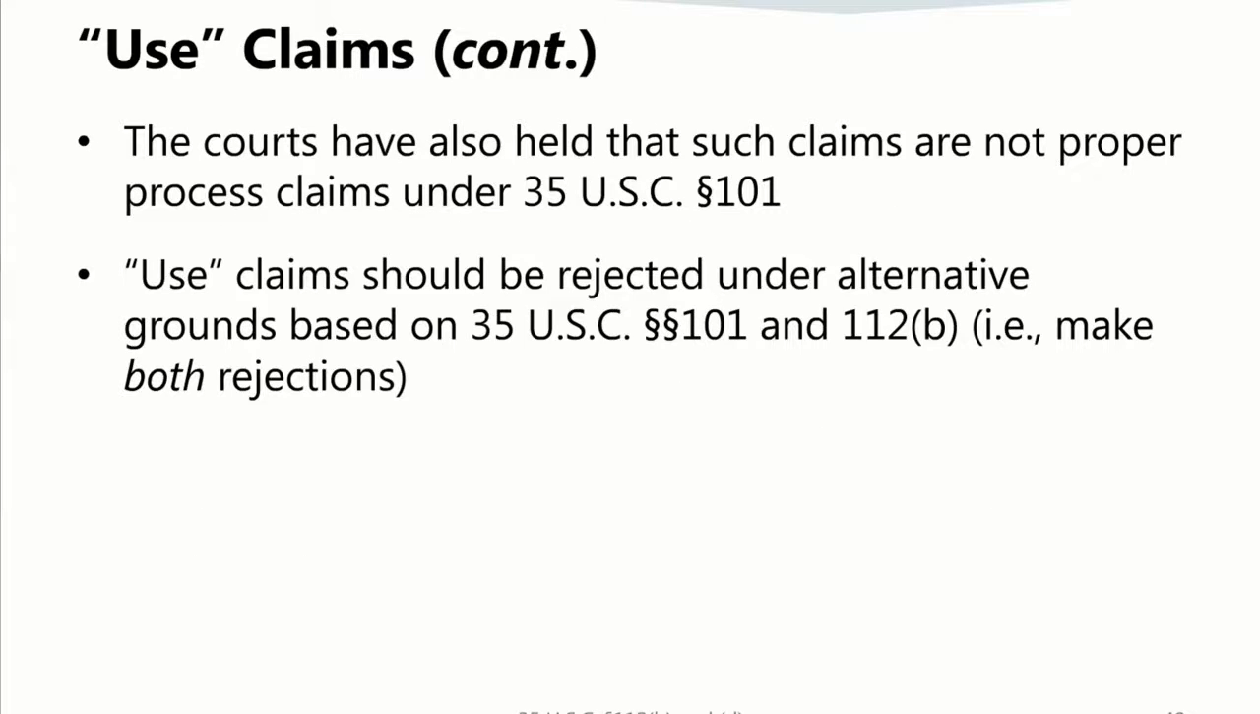You should also reject such a use claim under 35 U.S.C. Section 101 because it is not a proper process claim. Thus, the most appropriate course of action would be to reject the claim under alternative grounds based on both 101 and 112(b).